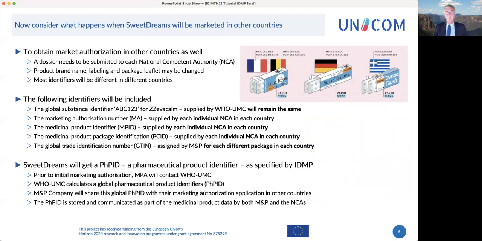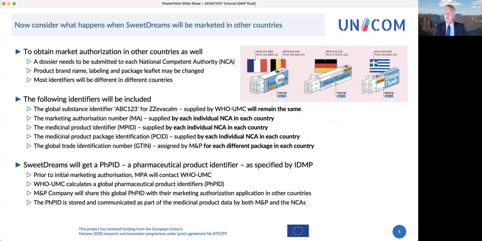So if that's done by M&P company, they might want to also market Sweet Dreams in other countries. And then a similar process takes place. So again, we have to go to the national competent authority in that country, and it may have a different name, like Durev or Süße Träume or Oneira Glika in Greek. So those are the names and things that they choose to use, and they will have different identifiers. The global substance identifier, of course, will remain the same, but all the other identifiers are different for the different versions of the same medication.